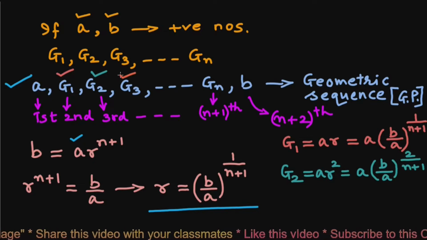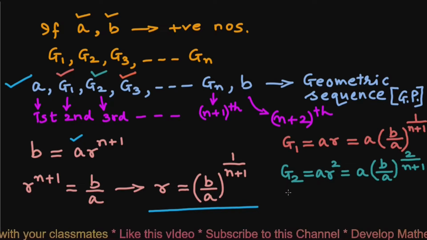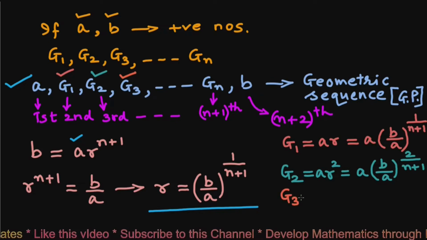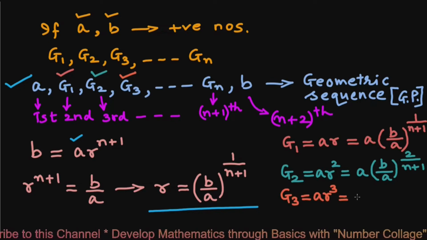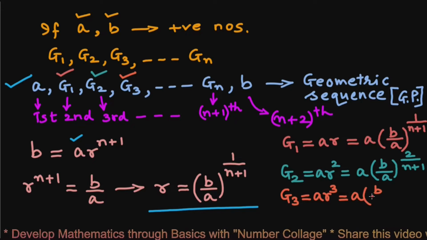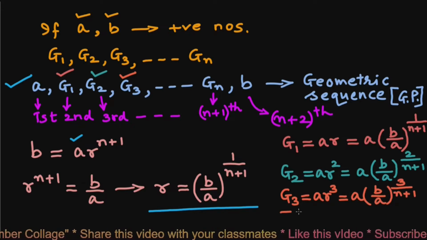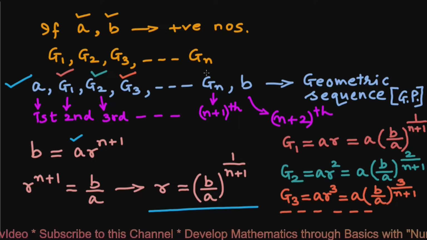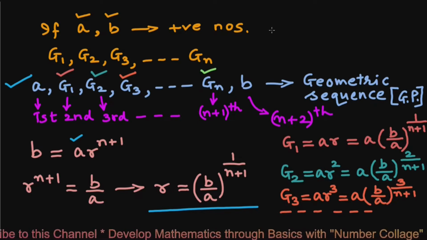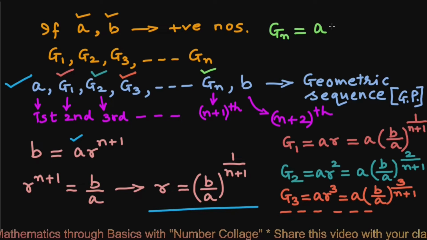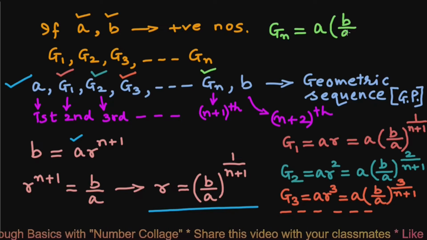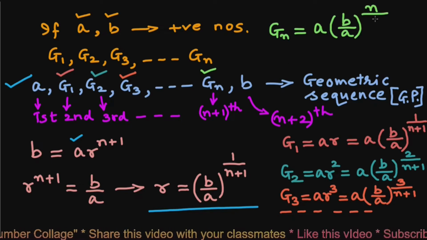This g3 being the fourth term of the GP, we write g3 equals ar cube, that will be a times b upon a power 3 upon n plus 1, and so on. And finally we write gn as gn equals a times b upon a power n upon n plus 1.